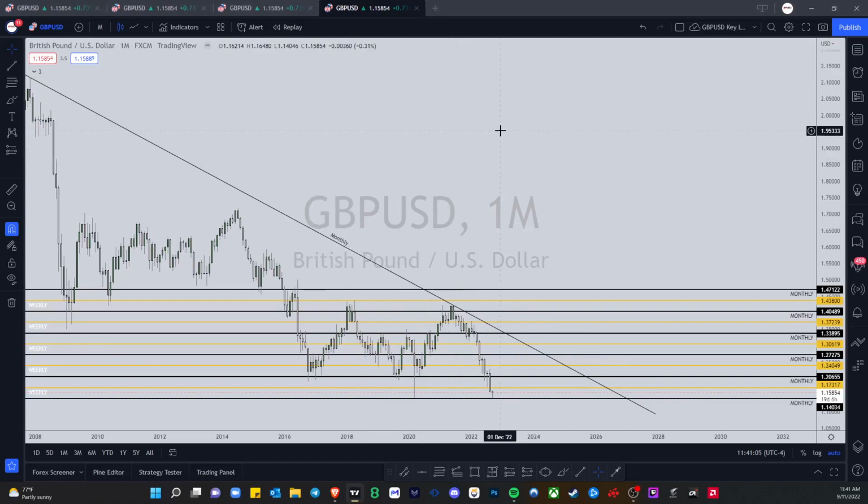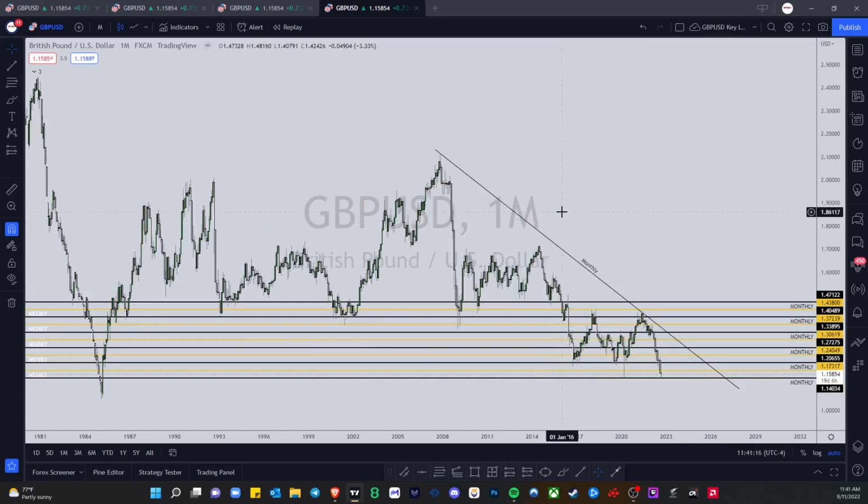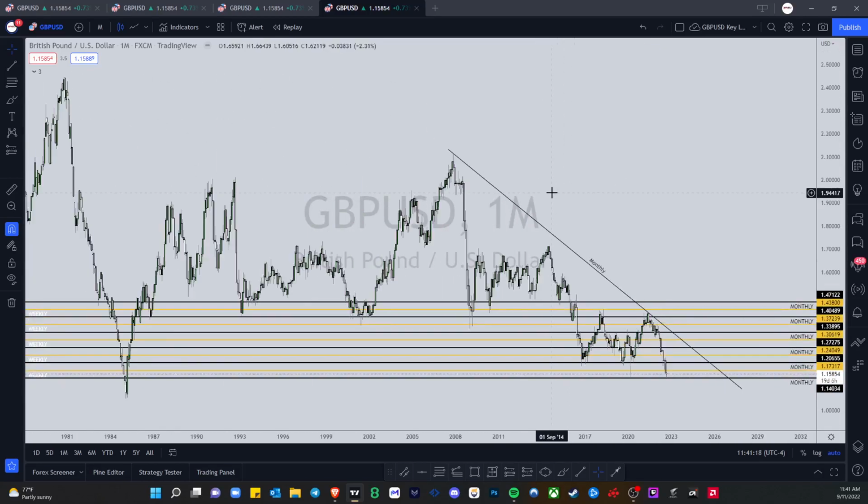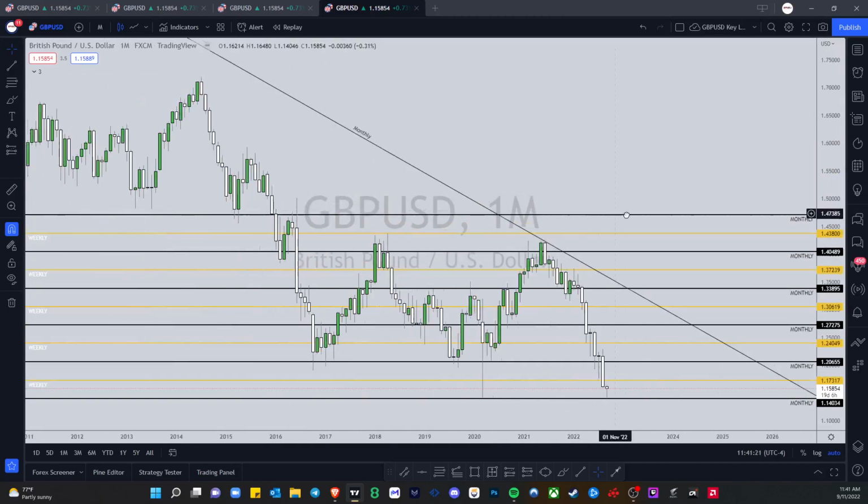So pretty much it's the same thing. It's Sunday, the second Sunday of the month of September. Pretty much gonna go over GU. GU is the only pair I trade now. I don't trade anything else but GU now.